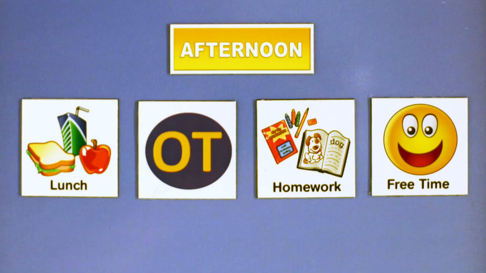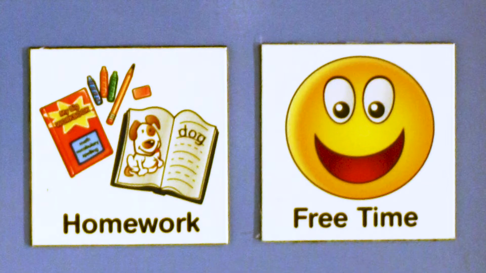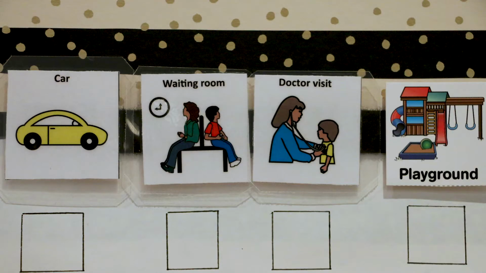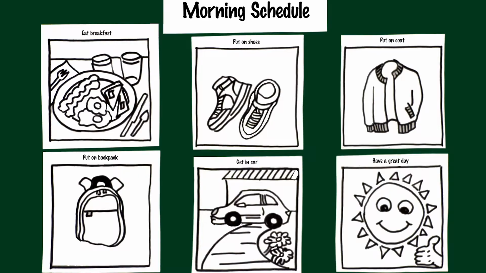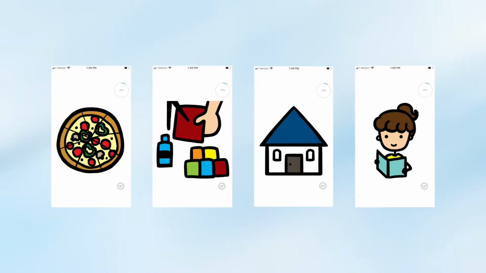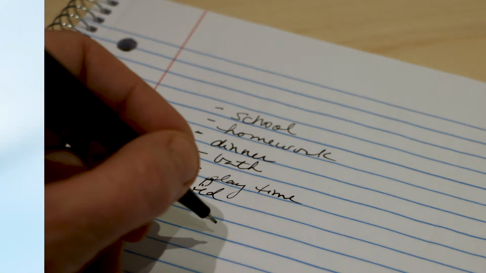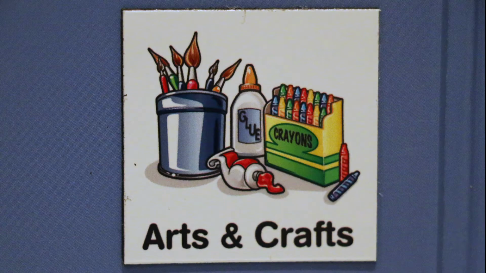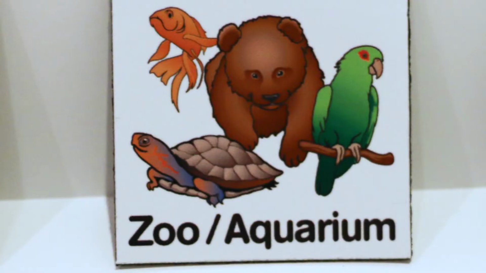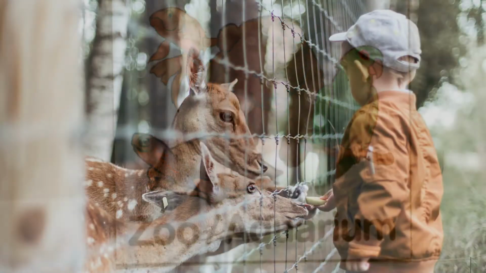A visual schedule shows what is going to happen throughout the day or during an activity with multiple steps. A visual schedule can be made with photos, drawings, objects, written words, apps on your phone, or lists. Why might a visual schedule be helpful? Communicating a message both verbally and visually can help increase understanding and clarify expectations.